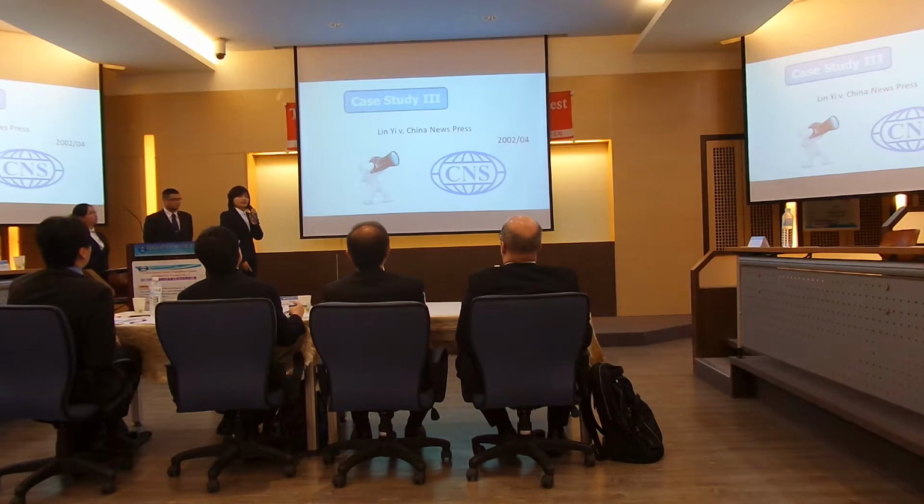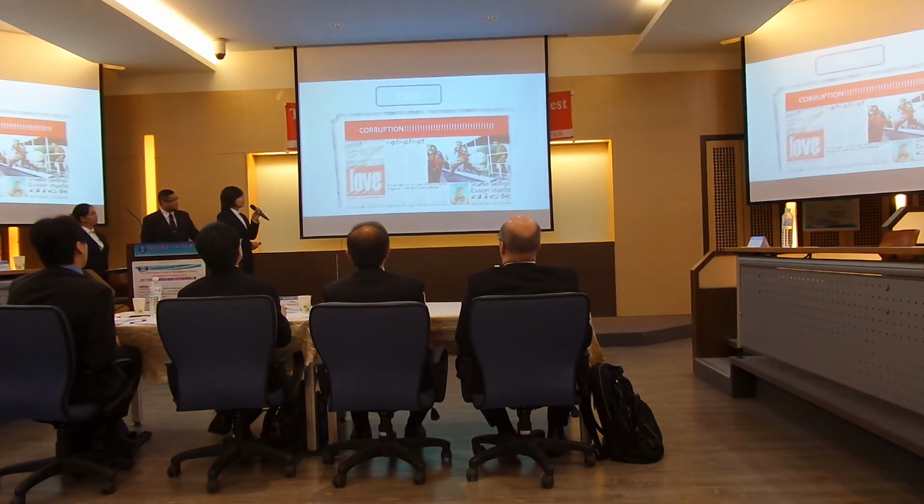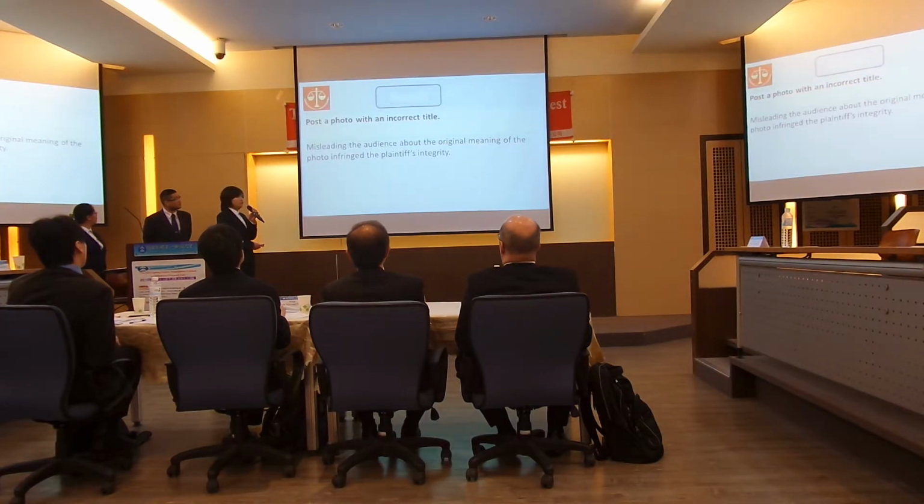And now let's move on to case 3. Lin Yi sued China News Press. Lin Yi is a photographer who took a photo named Xiao Guang, just like this, for praising the police who worked hard investigating smuggling. However, in this case, China News Press used this photo to expose the corruption of China officials. And thus, Lin thought China News Press infringed his integrity right, and the court held the same opinion as his.